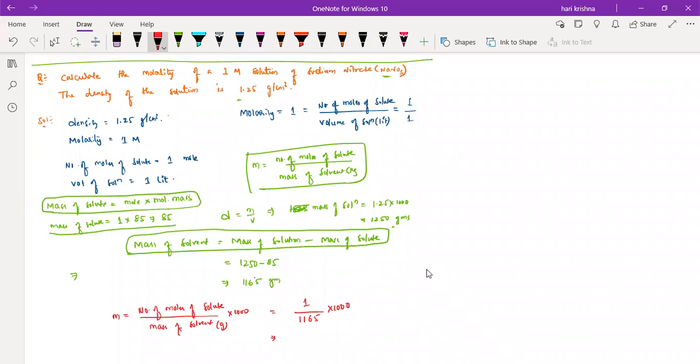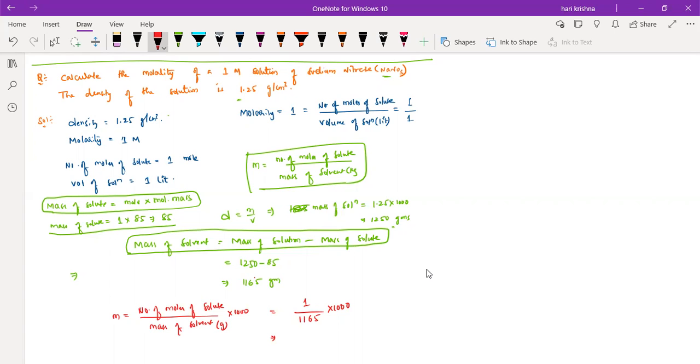See, they have given: calculate the molality of a 1 molar solution of sodium nitrate. The density of the solution is 1.25 gram per centimeter cube. Whenever they say 1 molar solution, that is equal to number of moles of solute by volume of solution equal to 1. So number of moles of solute is 1 and volume of solution is also 1 liter. Next step, you find out the mass of the solution from the density formula. Density into volume is equal to mass of the solution, that we got as 1250 grams. But when you are calculating the molality, we don't want the mass of the solution. We want only the mass of the solvent. So to get only the mass of the solvent, we have to subtract the mass of the solute from the mass of the solution. That is the third step.